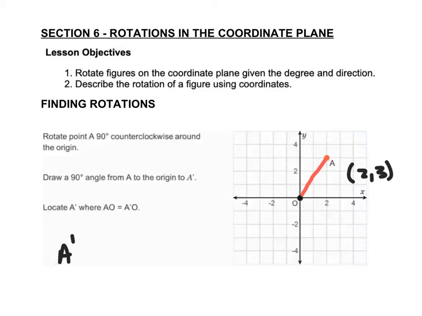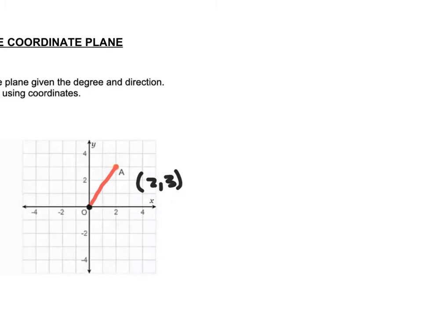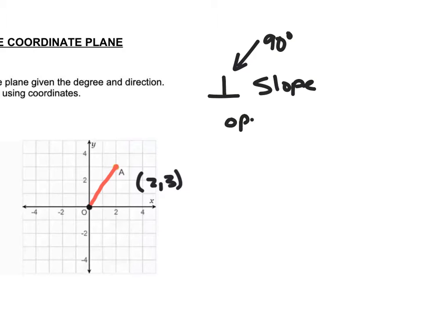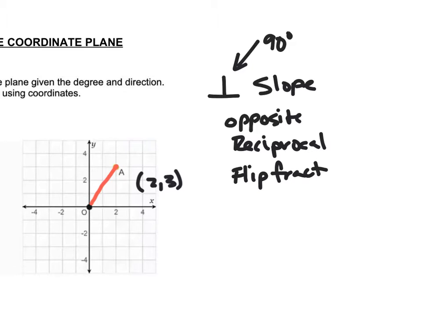Now, the thing that we have to remember is we have to use the concept of slopes here. Specifically, perpendicular slope. And remember, perpendicular means you have a 90-degree angle. To find perpendicular slopes, we take the opposite reciprocal, which basically means you flip the fraction and change the sign.